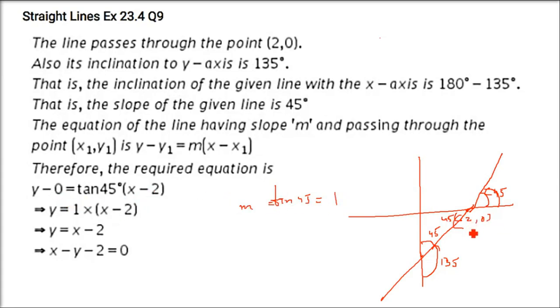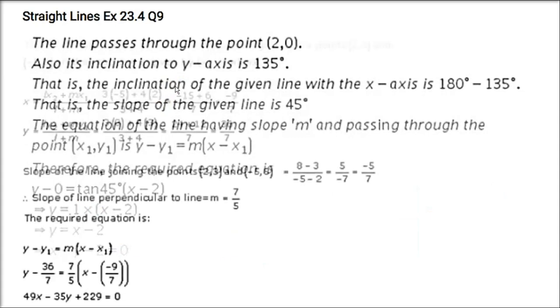That is 1. So you have the point as 2, 0, x1 and y1, you are going to take, because the line is passing through or cutting the intercept of 2 from the positive x-axis. So x1 is 2 and y1 is 0. The equation will be like this. M you are going to put 1.